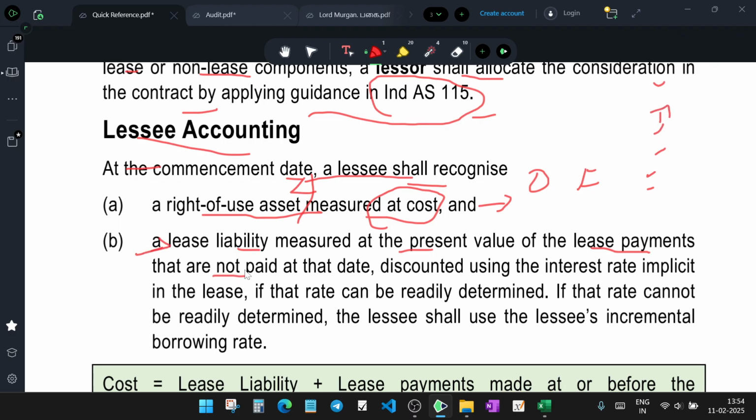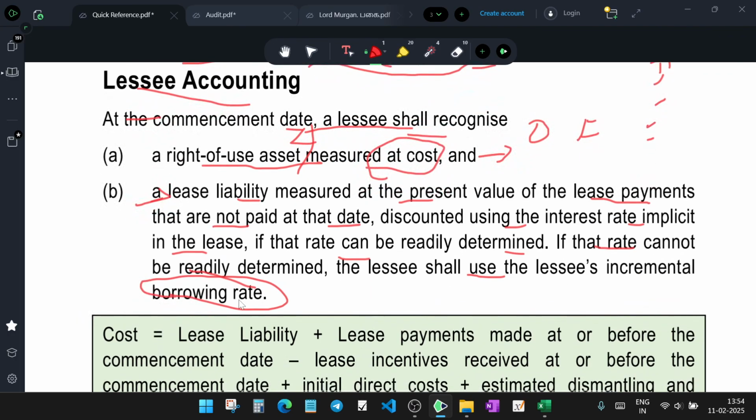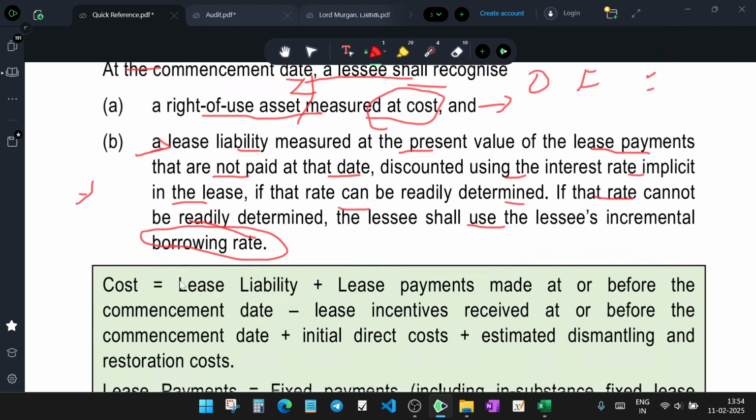The lease payments not paid at the date are discounted using the interest rate implicit in the lease, if that rate can be readily determined. If the rate cannot be readily determined, the lessee shall use the lessee's incremental borrowing rate. So usually, to calculate the present value, how should we find the rate? We can definitely find it; if we are not able to, we can base it on our operational effectiveness. If not, what is our borrowing rate? That is, the SBI borrowing rate should be used.